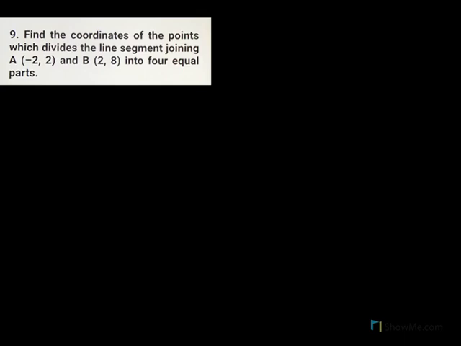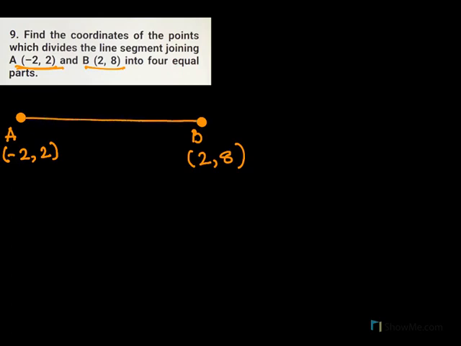Find the coordinates of a point which divides a line segment joining A and B into 4 equal parts. So we have point A and then we have point B. A has coordinates -2, 2, and B has coordinates 2, 8. And this AB is now divided into 4 parts. So there are P, Q, and R. Have you seen the 4 parts?